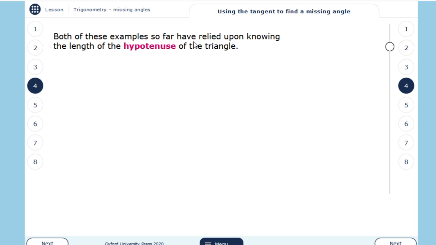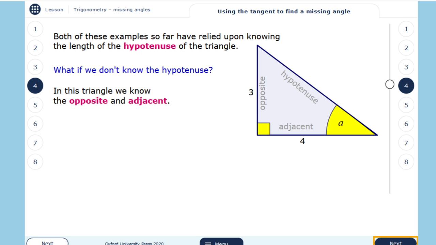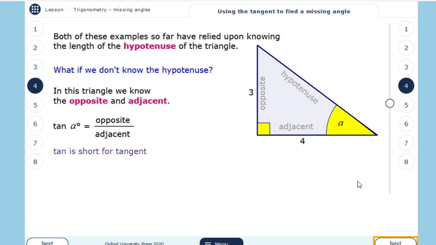Both of the examples so far have relied upon knowing the length of the hypotenuse of the triangle. What if we don't know the hypotenuse? Here we know the opposite and the adjacent. We can use the tan here to calculate the angle. Of course, you can find the hypotenuse using the Pythagorean theorem and then find A again.